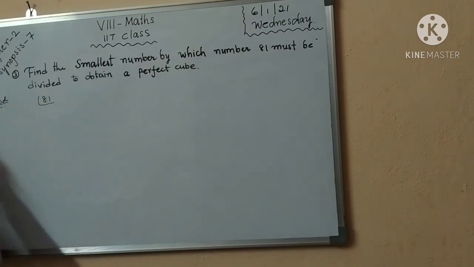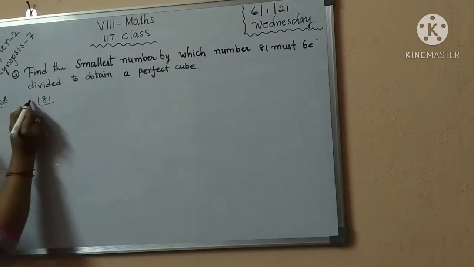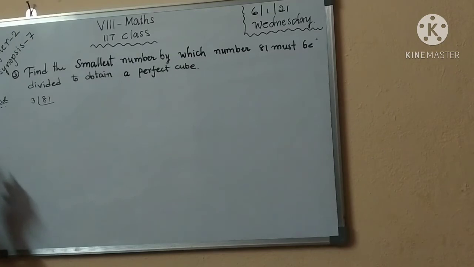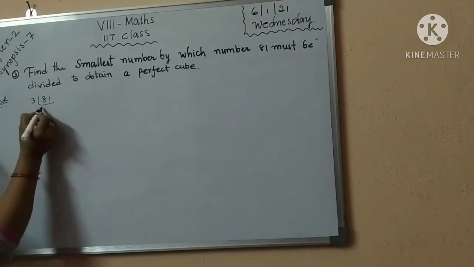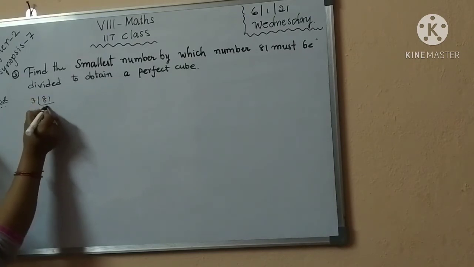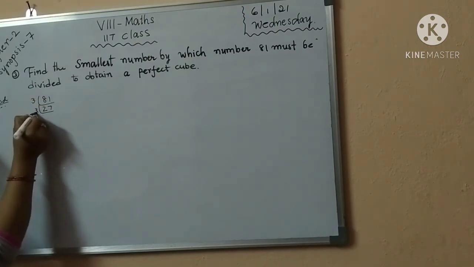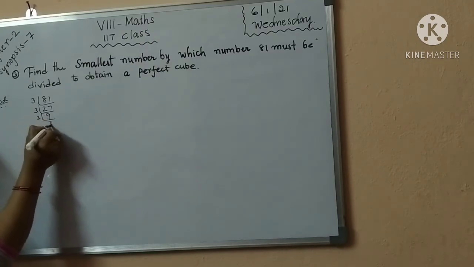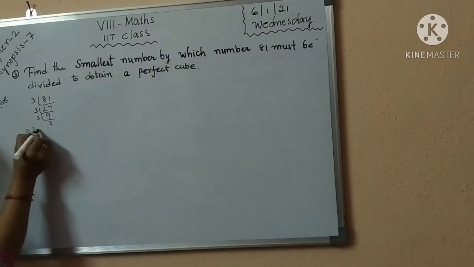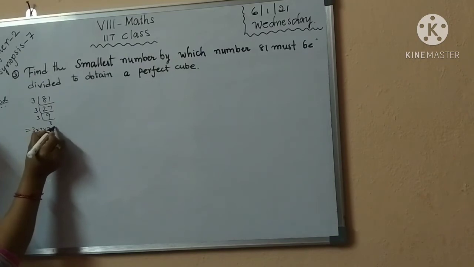Since it is an odd number, we take the prime number 3. 3 twos are 6, remaining 2. 3 sevens are 21. 3 nines are 27. 3 threes are 9. So here the factors are 3 into 3 into 3 into 3.